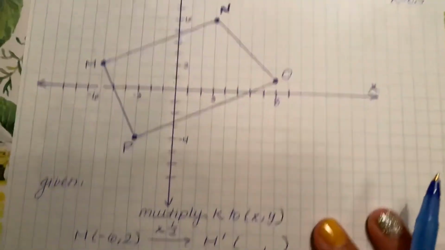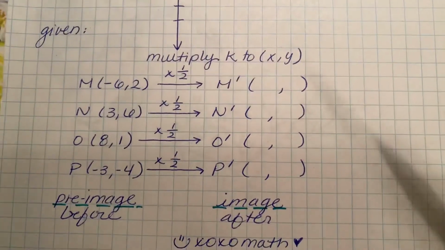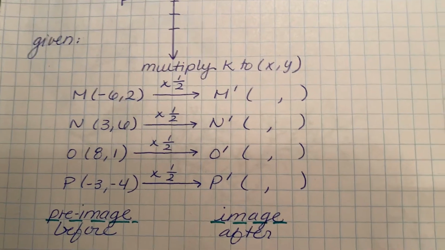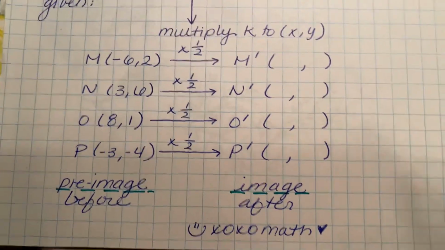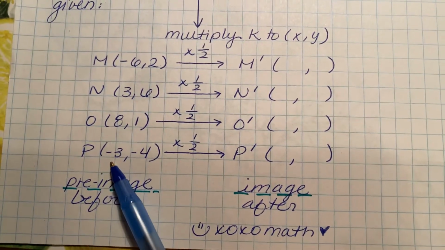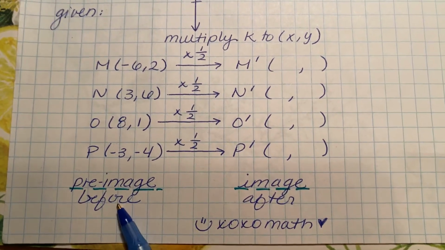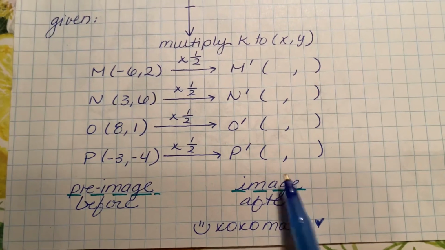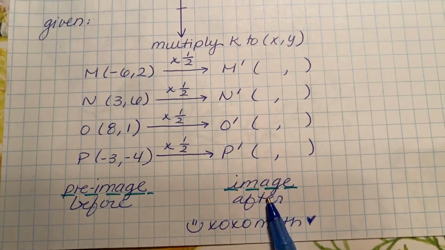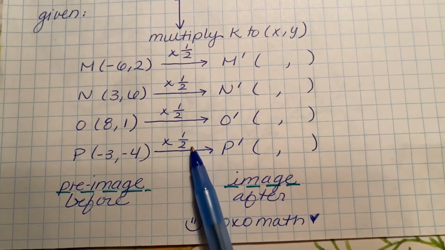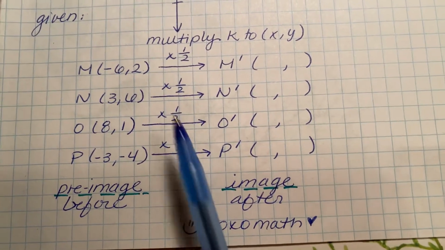Okay, so here we go. What are the points? The given points: M is (-6, 2), N is (3, 6), O is (8, 1), P is (-3, -4). That is the pre-image. That is before the dilation. The image is after you multiply by the scale factor. And in this case, it's 1/2.